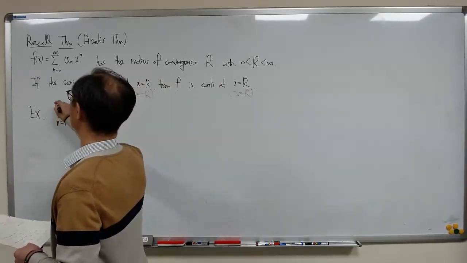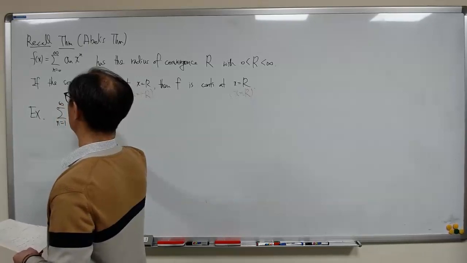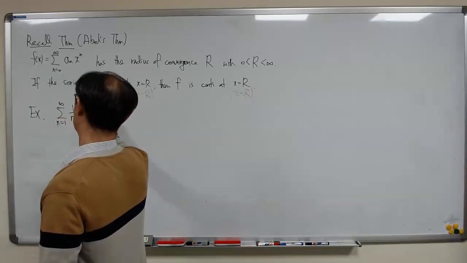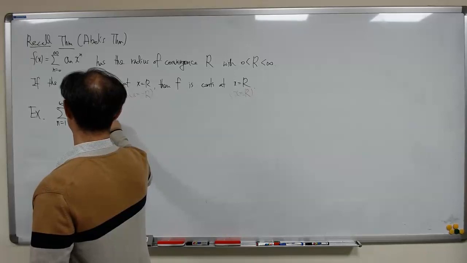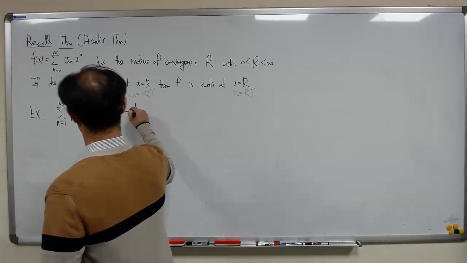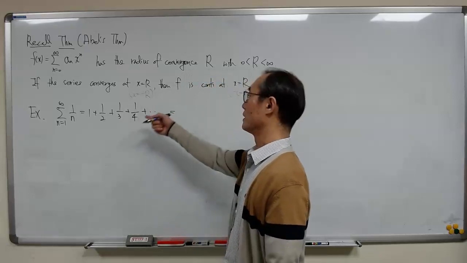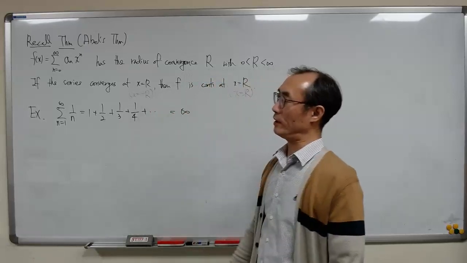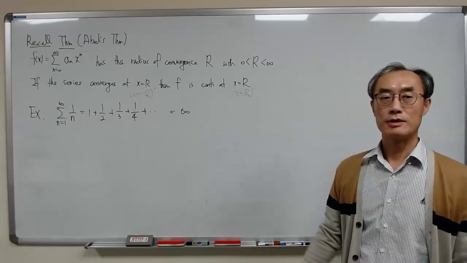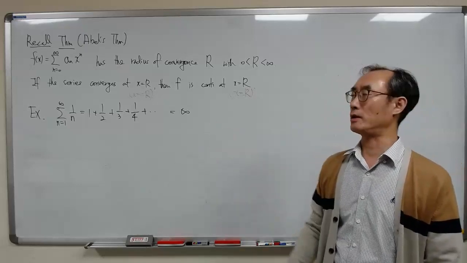At first, let's consider the harmonic series. The harmonic series is given by the summation of 1 and 1/2, and 1/3, and 1/4. And we know this harmonic series diverges to infinity. You can check it using the integral test.